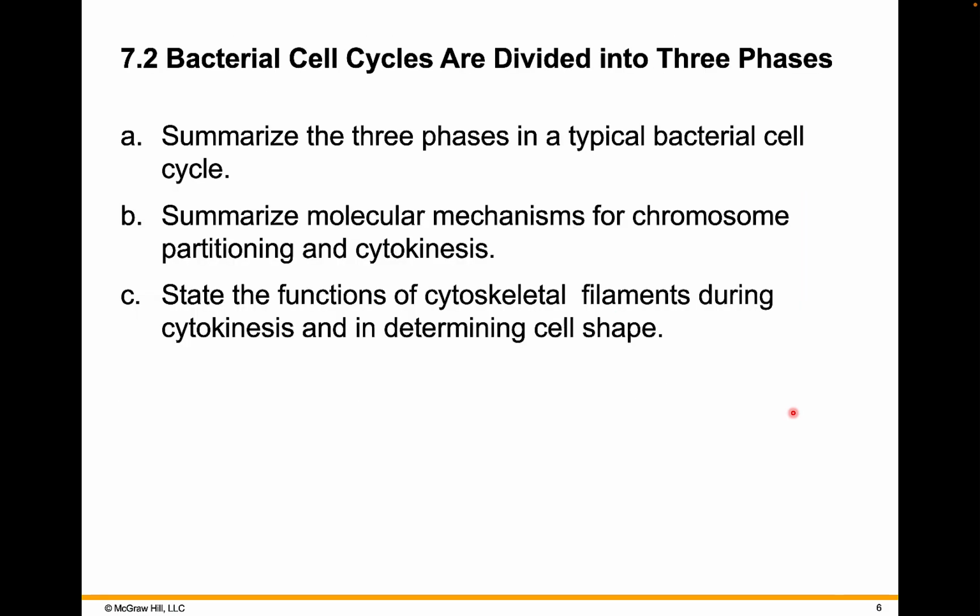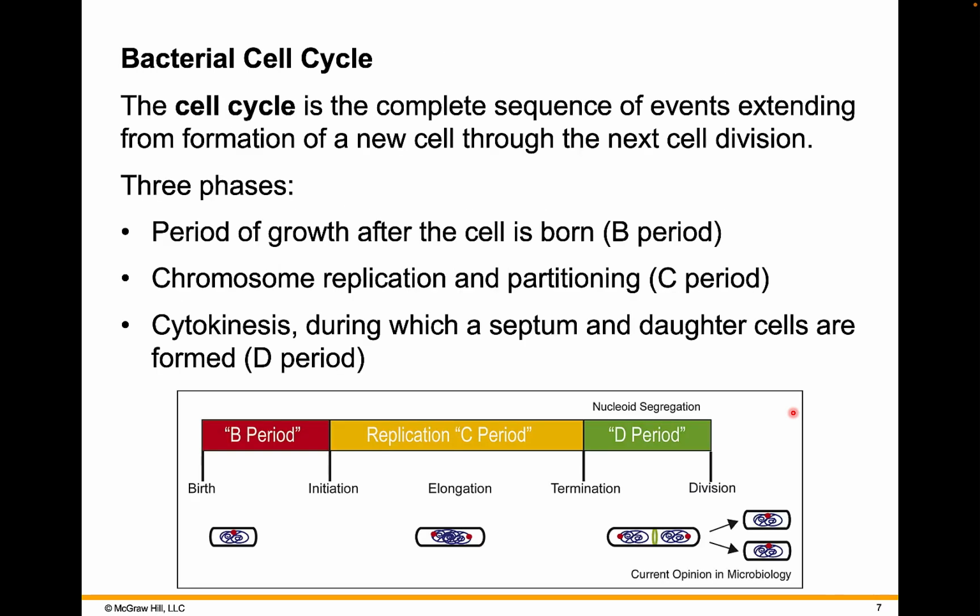In the next section, we are going to talk about the bacterial cell cycle, which is divided into three phases, and it is a little bit different from the eukaryotic cell cycle. We are going to talk about the three phases, understand the molecular mechanism of chromosome partitioning and cytokinesis, understand the cytoskeletal filaments which are involved during this cytokinesis, and how the cell shape is determined.